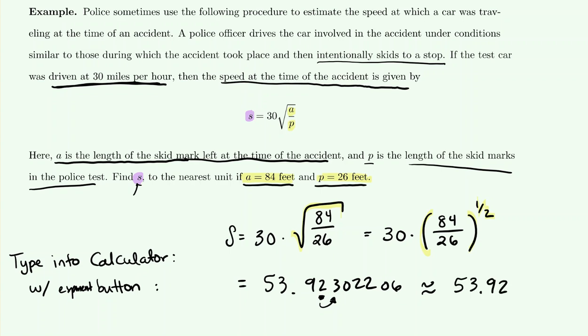Now we think about units. Whenever a problem tells us the units, we want to make sure our answer includes it. S is the speed. So it would be the speed of the car, which we know speed of cars, at least in this problem, we're assuming just American measurements. So we would say miles per hour as our answer.